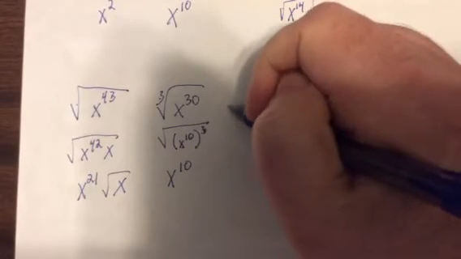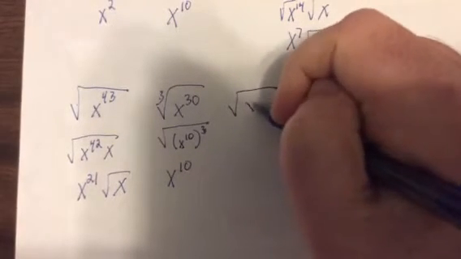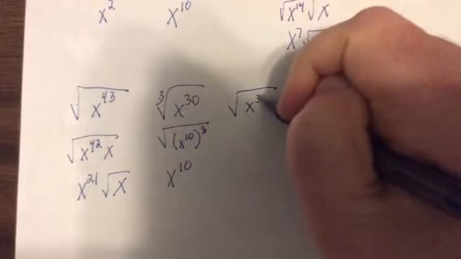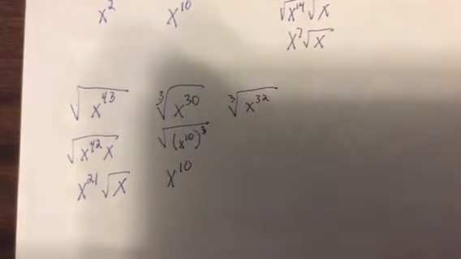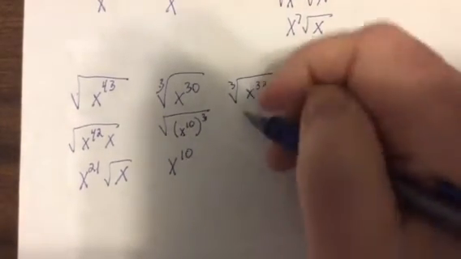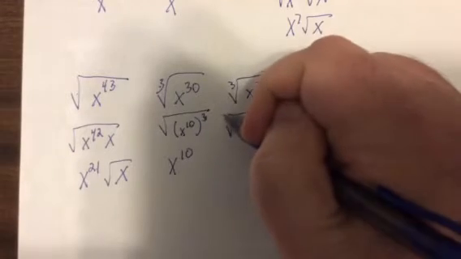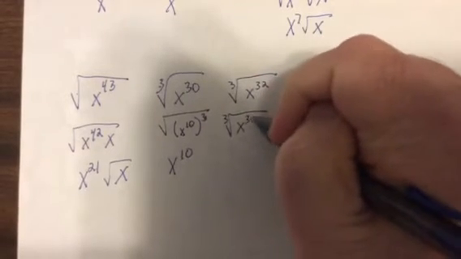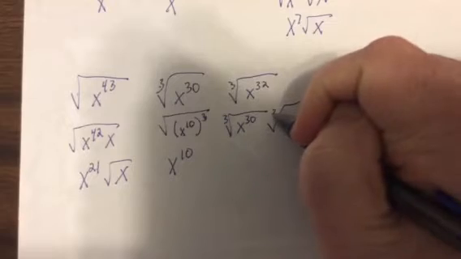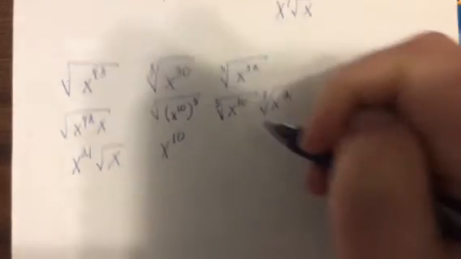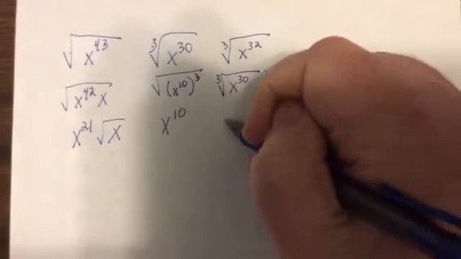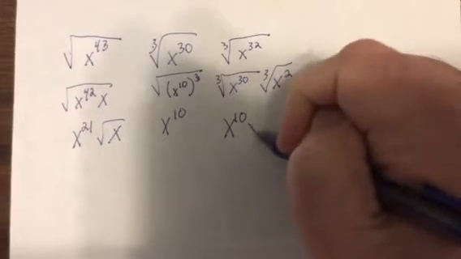Now again, if I had to have a power that's not divisible by 3, then I would break it up into the power that is divisible by 3, and then the power that's left over, cube root of x squared. And the cube root of x to the 30th is x to the 10th.